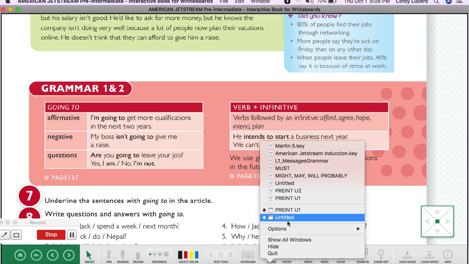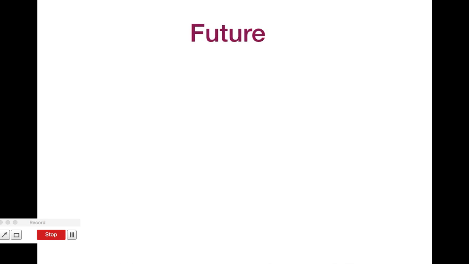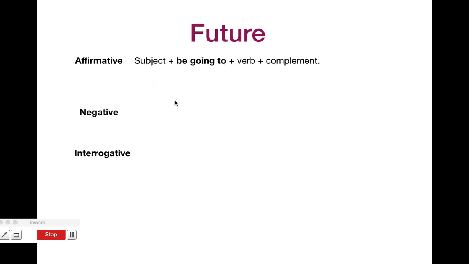So here I have a presentation, that's one. So I'm gonna play it. This is about the future, right? But future with be going to. We have 3 formulas to see in this lesson. That is affirmative, negative, and interrogative. We are talking about a future. But what are we gonna say? Well, sentences, affirmative. Sentences in negative, and also what is interrogative? Questions, okay?